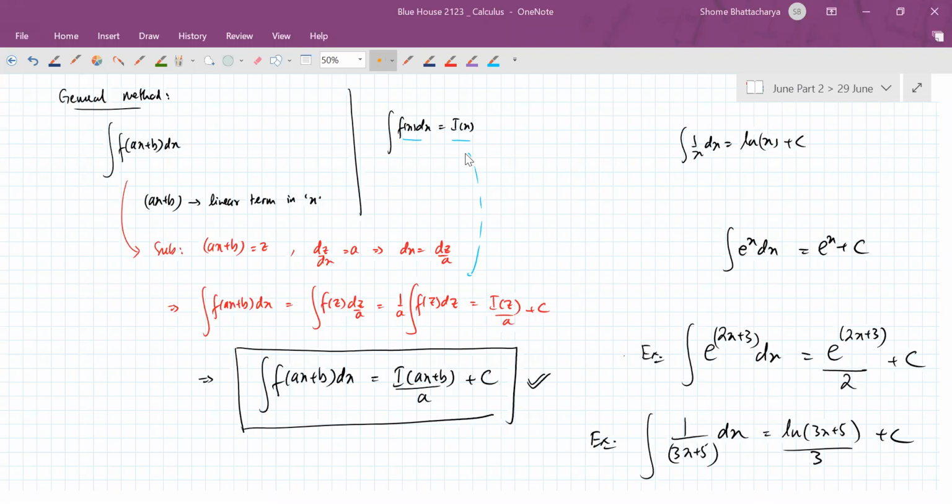Yeah, so Darsh, to answer your question, indefinite integration is the same thing as finding the antiderivative. Just like differentiation is the same thing as finding the derivative.